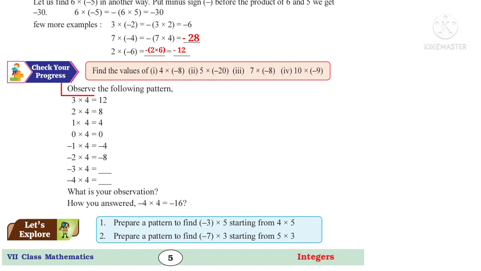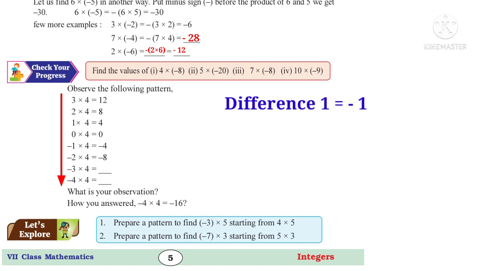Now observe the following pattern. 3 into 4 is equal to 12, 2 into 4 is 8, 1 into 4 is 4, 0 into 4 is 0, -1 into 4 is -4, -2 into 4 is -8. Observe here, the left side numbers are just like the numbers on the number line. That is, between any two consecutive numbers there is a difference of 1.